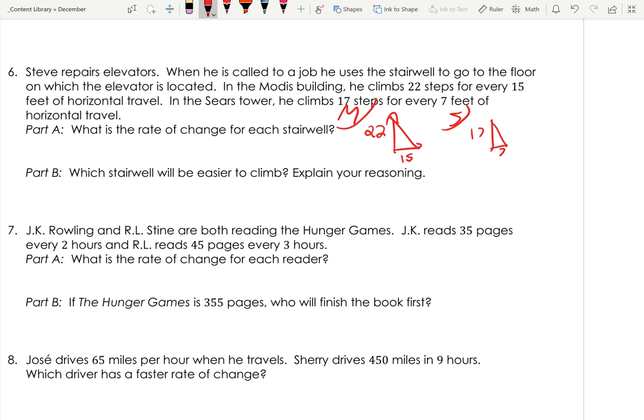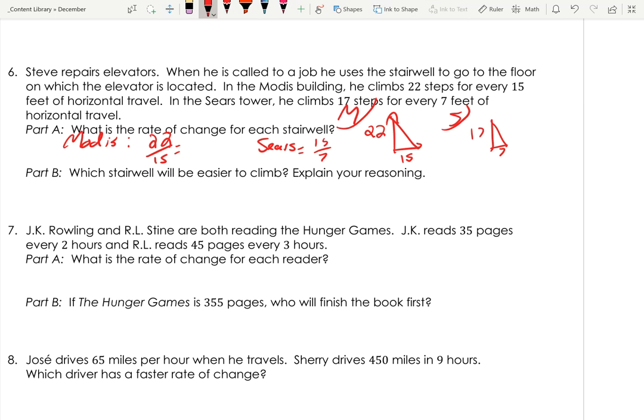But essentially, the Modis Tower, its rate of change is going to be 22 over 15, which I think would be helpful if we're comparing them to convert these into decimals. So we'll do that in a second. The Sears Tower, however, was 17 for every 7, right? So Sears Tower is 17 over 7.